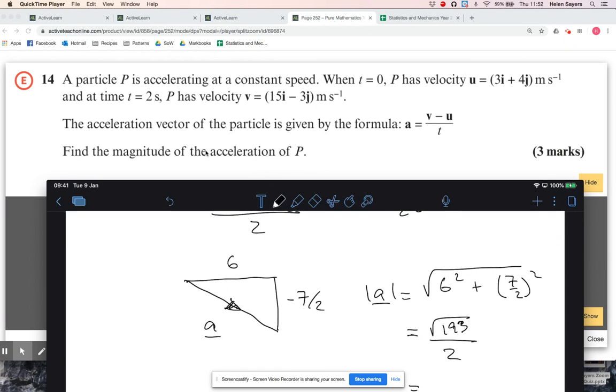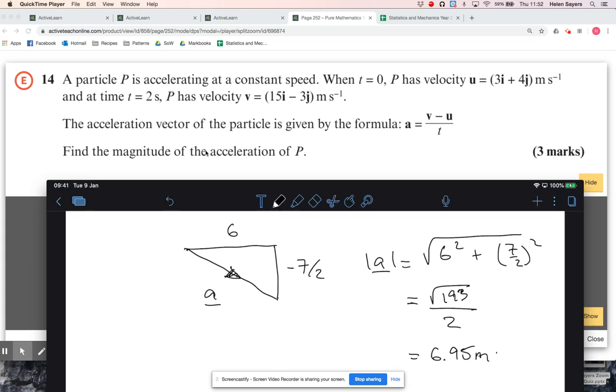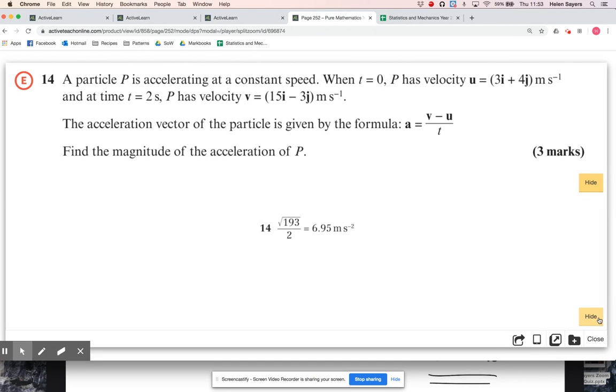If I get that to 3 significant figures, the magnitude of the acceleration is... just about to see that on the bottom there, 9.65 meters per second. Sorry, 6.95. I just said that wrong. 6.95 meters per second squared. Let me just quickly check that. Yeah, we're good. Yes, so not a bad question to finish on.